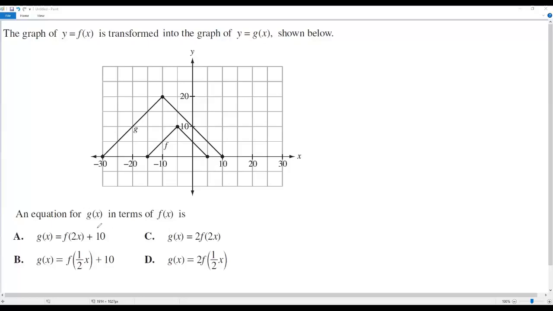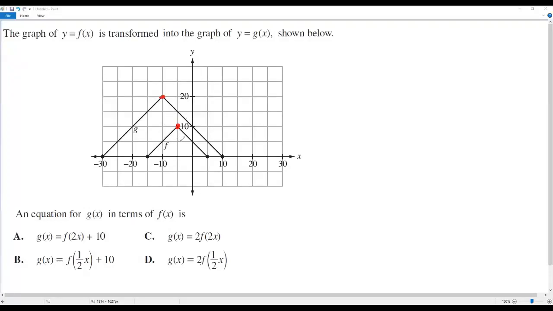So here we have to get an equation for g of x in terms of f of x. That is, we have to apply some transformations on the graph of f of x to get g of x. So here we have the graph for f and here we have the graph for g. Now I'm going to apply some transformations on graph f to get graph g. So let me consider the vertices of both f and g. It will be easier for me to apply transformations if I consider the vertices.